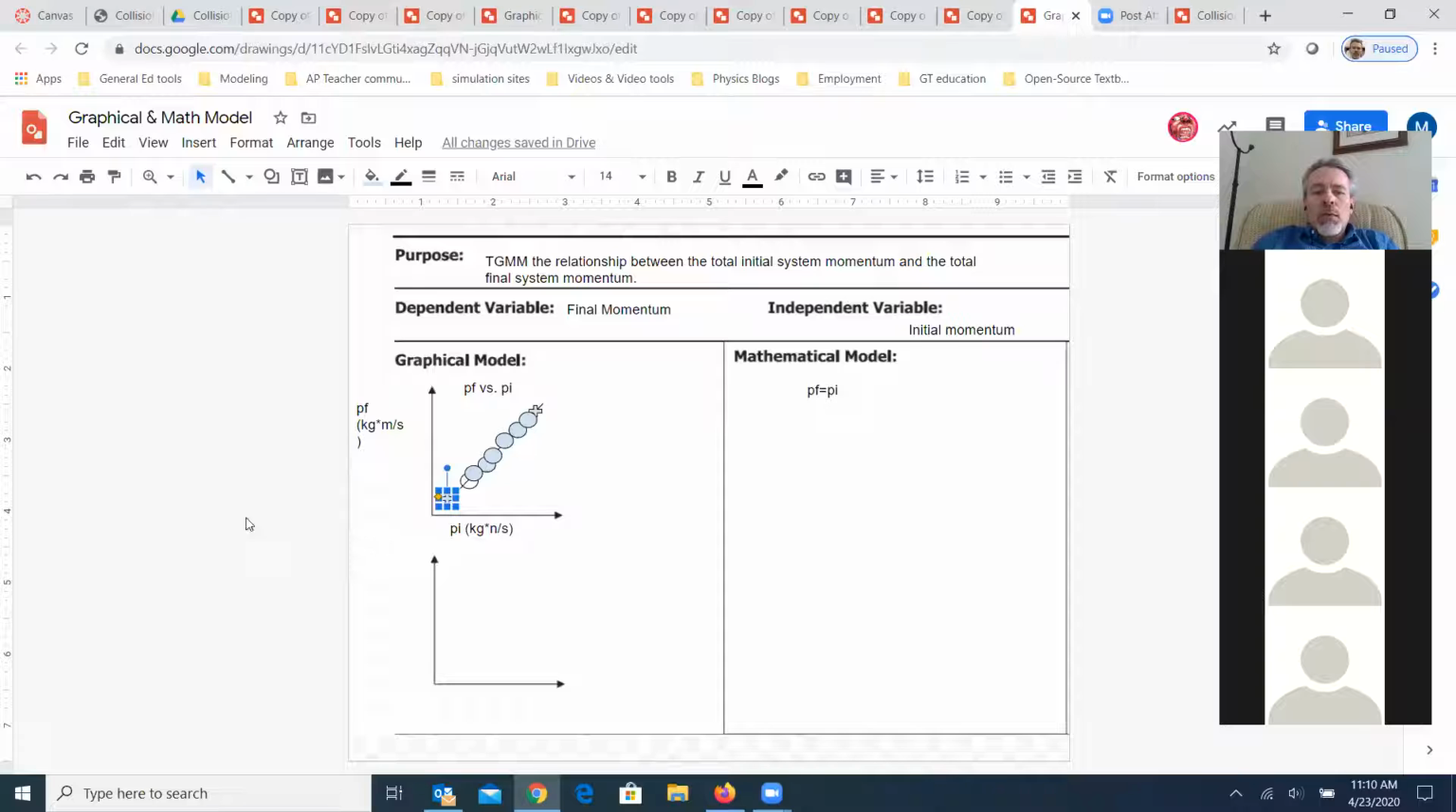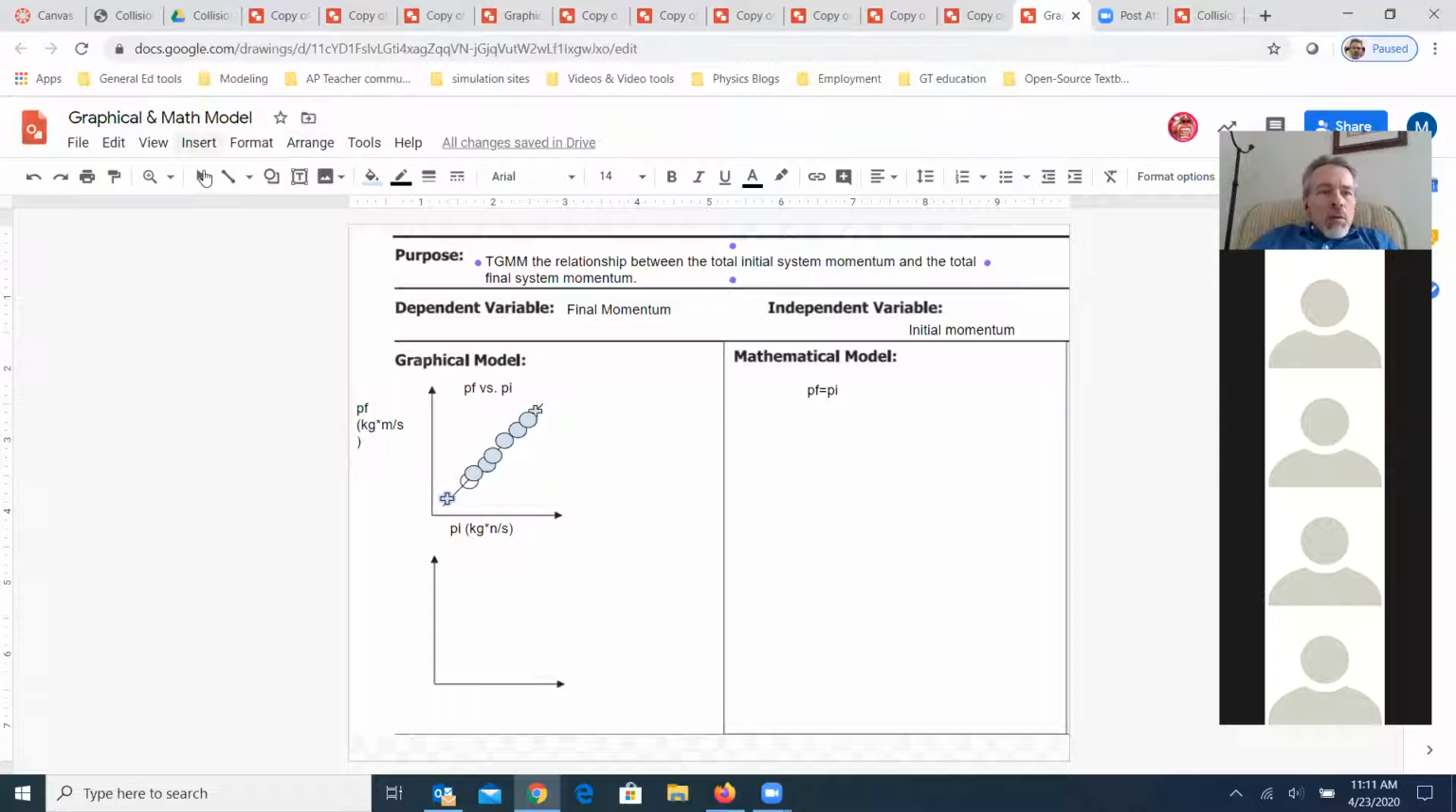Oh, nice little plus sign. I wasn't even thinking of that. I was thinking like an X, but yours are cool too. I like those. And then please put your mathematical model, okay? Just make sure you do that, and notice how they put the dependent variable, independent variable, the purpose, all that stuff. So make sure that's all in there.